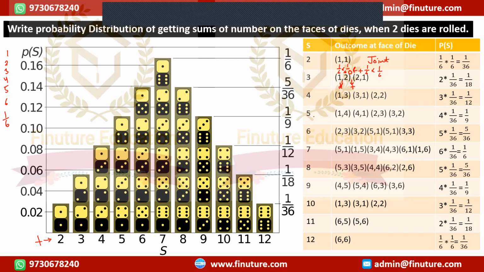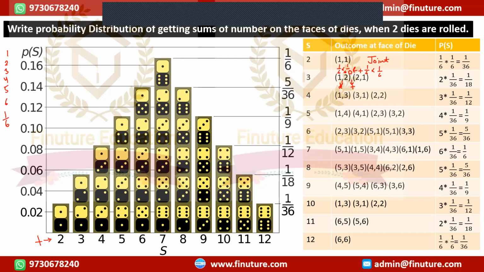Likewise for 5 and 9, there are 4 possible outcomes wherein you get a sum of 9, and the probability of each outcome is 1 over 36 plus 1 over 36 plus 1 over 36. So 4 over 36, that is 1 by 9. Likewise for 6 and 8, one can argue it's 5 over 36. And for 7, there are 6 possible outcomes, so 6 over 36, that is 1 by 6.